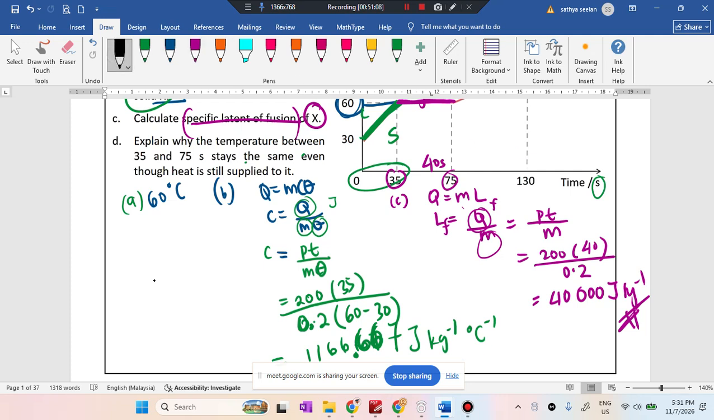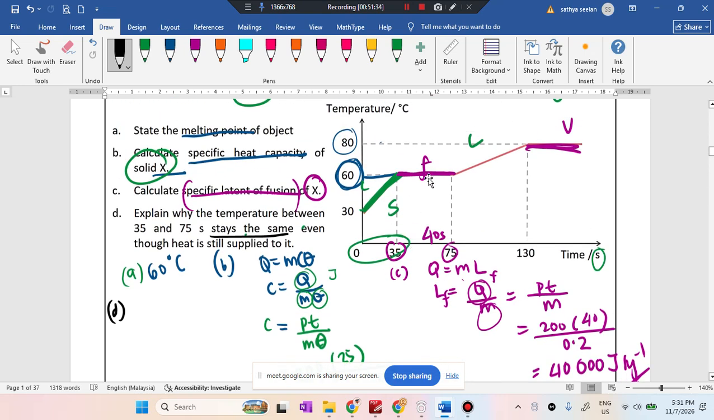And finally, at D, explain why the temperature between 35 and 75 stay the same even though heat is supplied to it. Kalau it depends on the mark if they gave you lah. Kalau 2 markah, 3 markah, 4 markah, you kena explain semua lah. So I give you the full explanation. Explain why the temperature stay the same at where? Here. So di sini kita kena pakai the word weaken, betul tak? And opposite to it will be strengthen, betul tak? Di sini kita kena gunakan pakai perkataan break the bond or forming the bond.